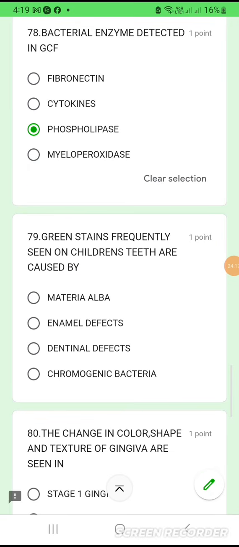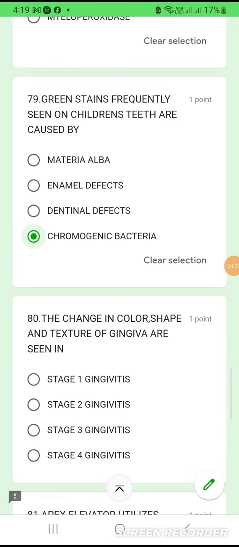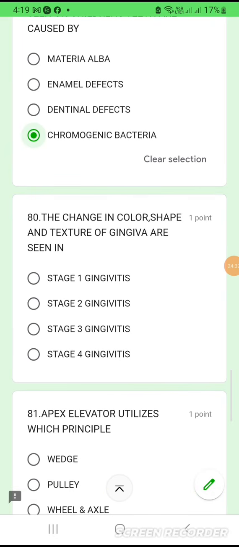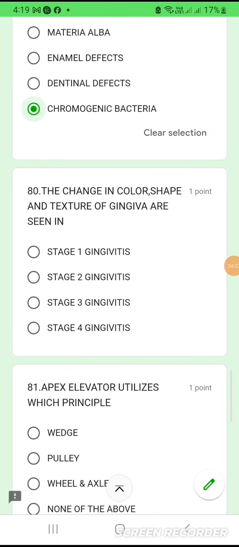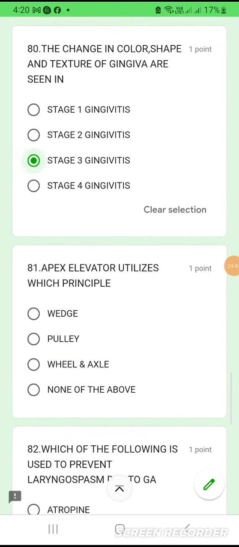Okay. Green stains frequently seen on the children's teeth are mainly caused by materia alba, no. Enamel defects, no. Dental defects, no. Yes, chromogenic bacteria. Green stains are caused by chromogenic bacteria. Coming on to 80th question. The change in color, shape and texture of gingiva are seen in. All the things are changing. Color is changing, shape is changing, texture of gingiva is changing. So all this happens in which stage? 1, 2, 3 or 4? It happens in stage 3. Option C is the right answer.